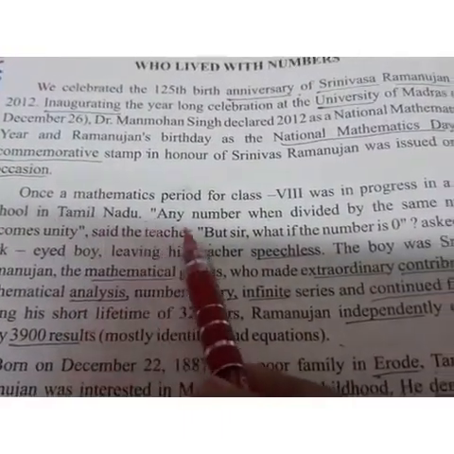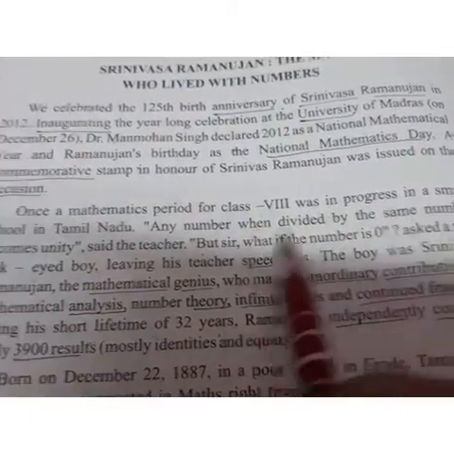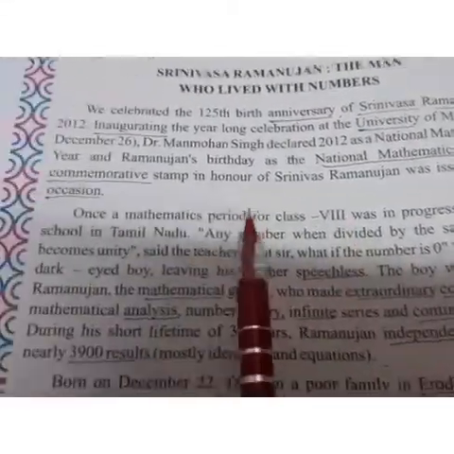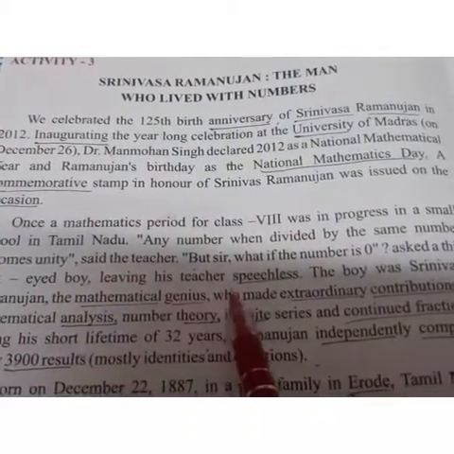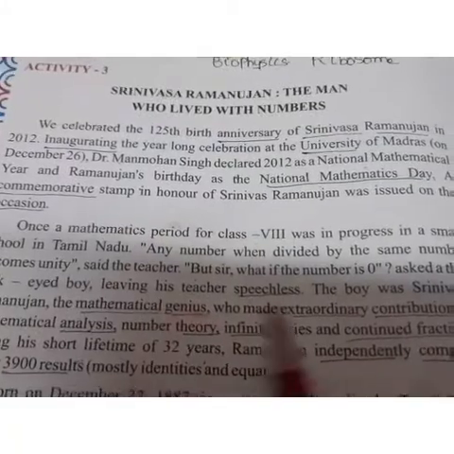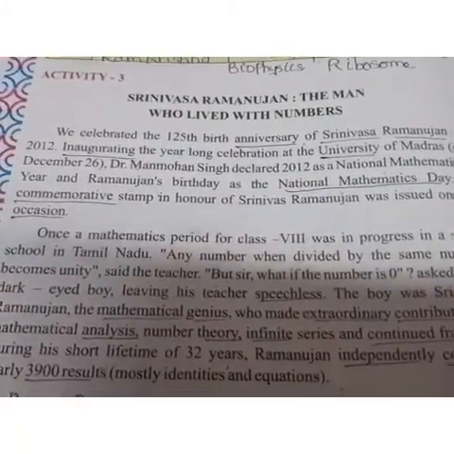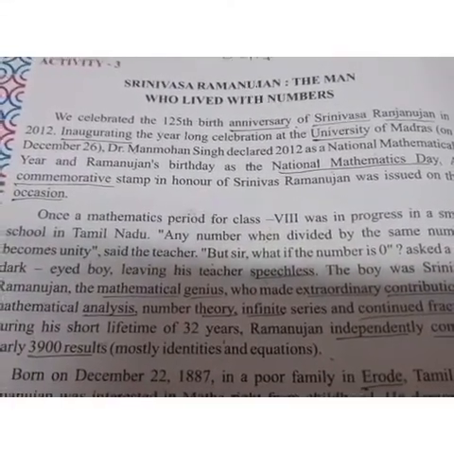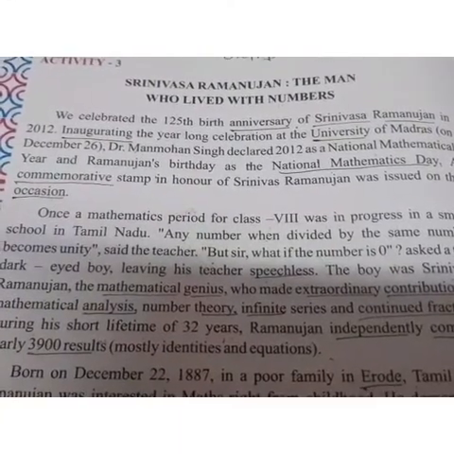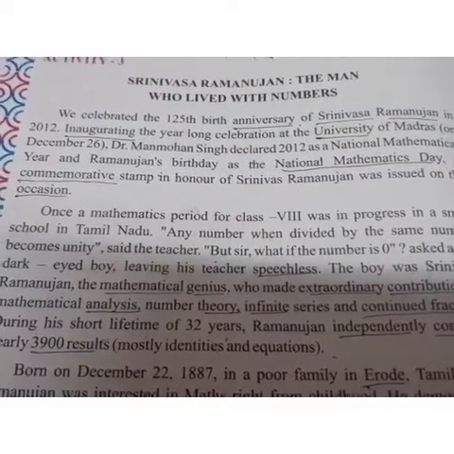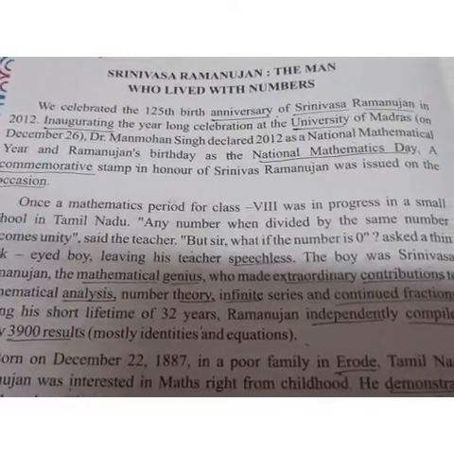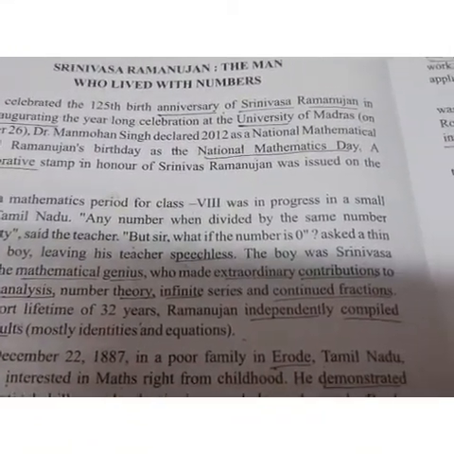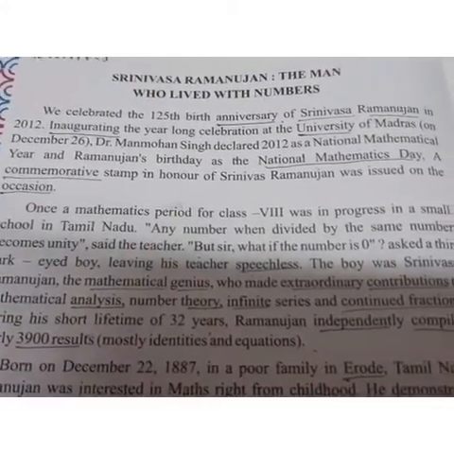Once a mathematics period for class 8th was in progress in a small school in Tamil Nadu. Any number when divided by the same number becomes unity, said the teacher. But sir, what if the number is 0? Now the story of Srinivasa Ramanujan starts from here. When he was in class 8th and studying in a school in a village, the teacher was explaining the maths. When you divide any number by the same number, you will get unity, that means 1 as the answer. Then Srinivasa questioned the teacher at that moment itself, what will happen if the number is 0? Asked a thin, dark-eyed boy, leaving the teacher speechless.